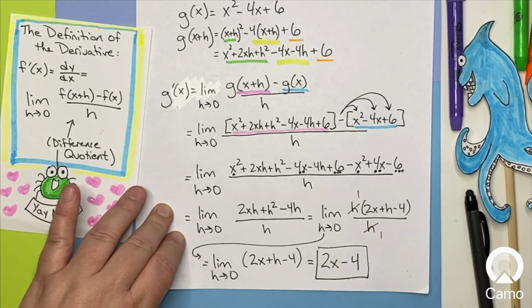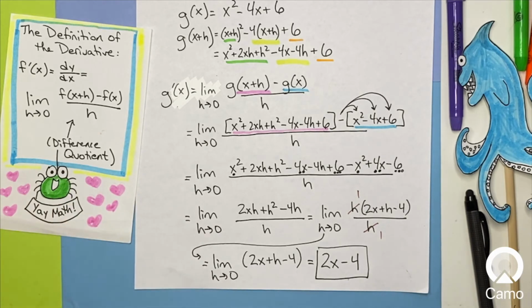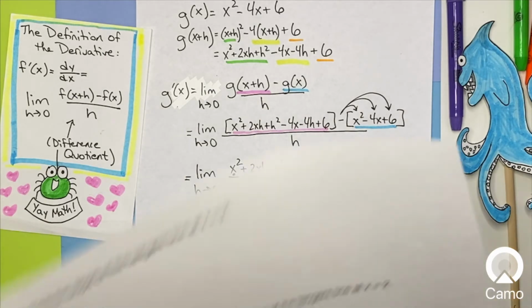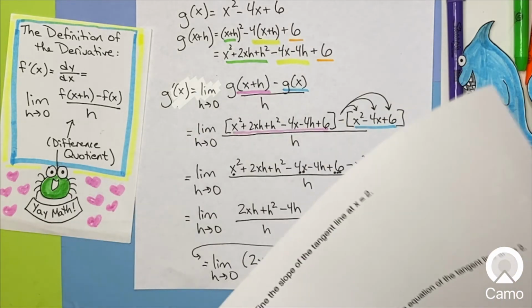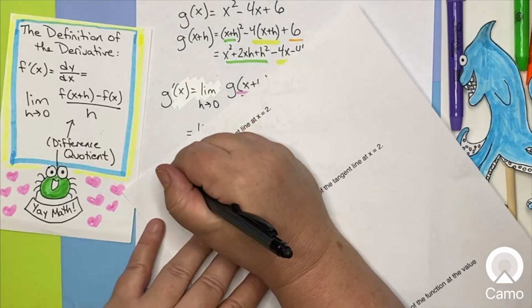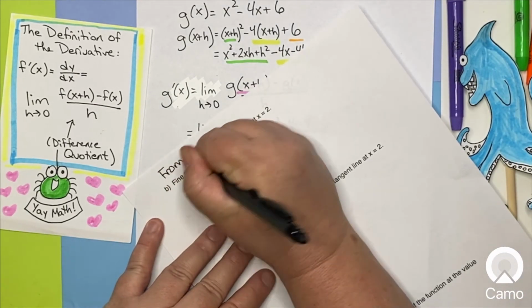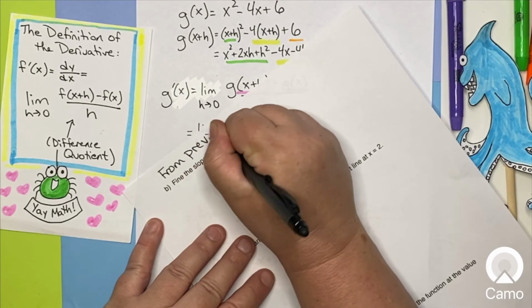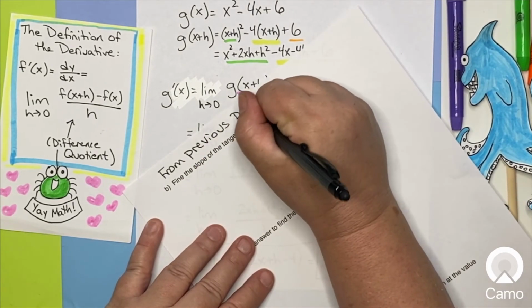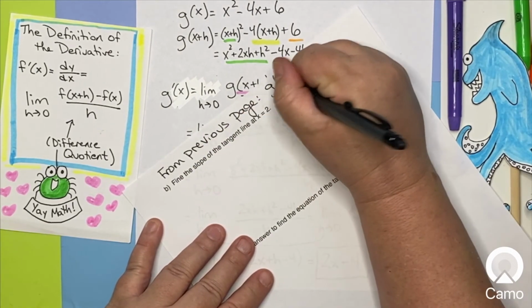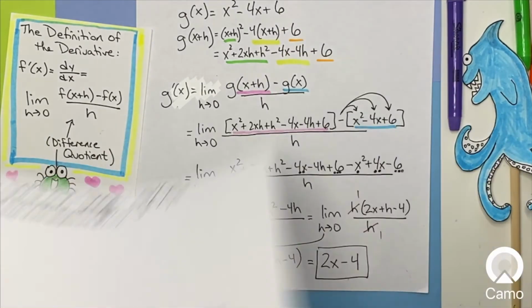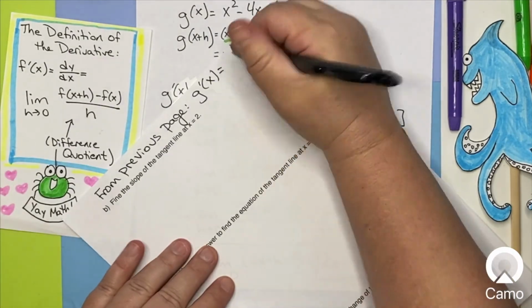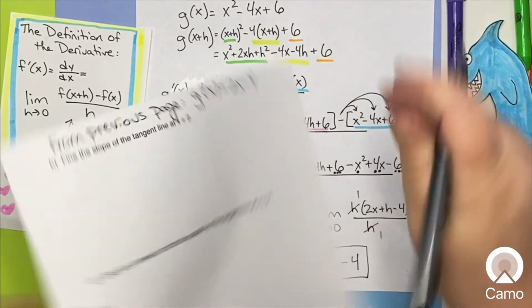Okay, we've got one more page. Hopefully it helps and doesn't hurt. But let's give it a try. So at the very top, I'm going to write our derivative from the previous page. G prime of x was 2x minus 4. We're going to need that for this page.